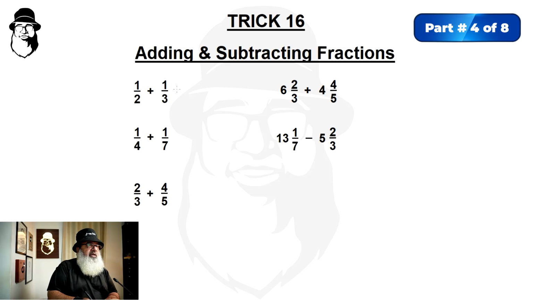And let's dive right in. Here the condition is if both the numerators are 1, then what we can do is just add the denominators. 2 plus 3 is 5. Multiply them. 2 times 3 is 6. That's our answer, 5 over 6.